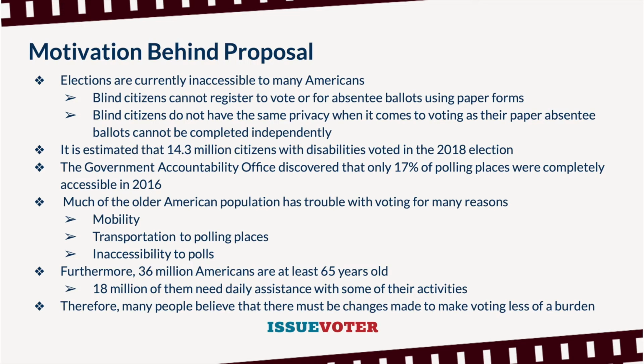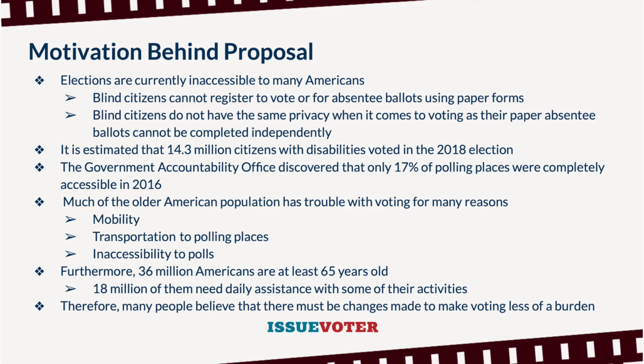There are many reasons why this bill is important today. Even today, elections are inaccessible to many Americans. For instance, blind citizens are currently at a disadvantage when it comes to voting. Blind people cannot register to vote or for absentee ballots using paper forms, and they also do not have the same privacy when it comes to voting, as their paper absentee ballots cannot be completed independently. This is not just a problem for blind individuals, as elections are inaccessible to individuals with varying disabilities.